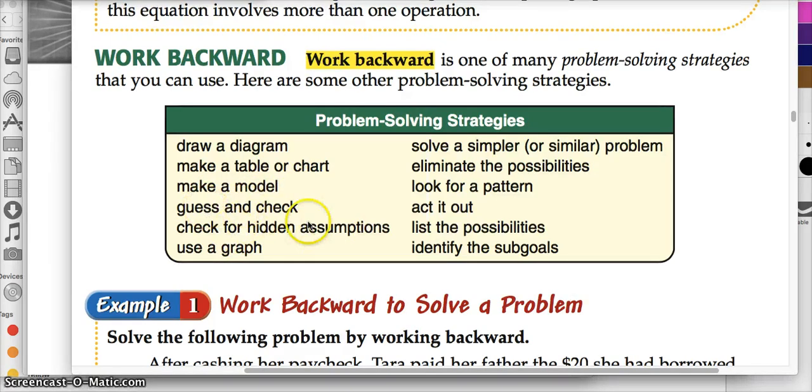And guess and check is a funny one. We talked about it in class, but guessing and checking isn't guessing and checking with your teacher or guessing and checking the back of the book. It's guessing and performing mathematical operations to see if your guess made sense.